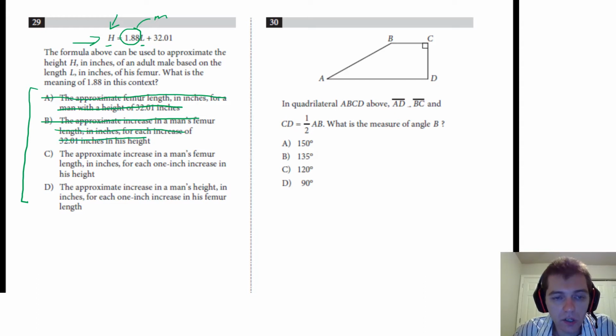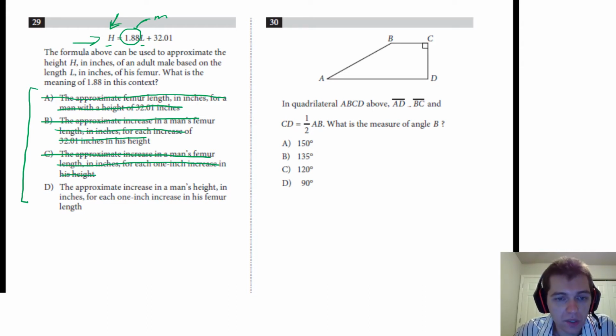C is saying the approximate increase in a man's femur length in inches for each 1 inch increase in his height. No, once again, the 1.88 is talking about the increase in height. This equation is solved for height, so anything saying an increase in a man's femur length is incorrect. So it must be D, hopefully, or I have to backtrack.